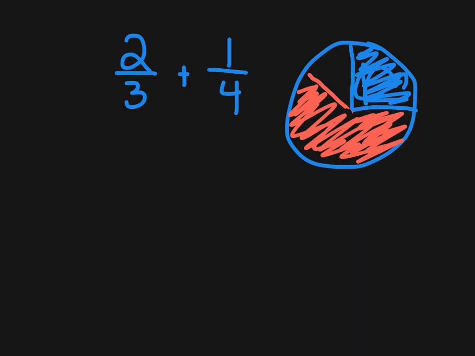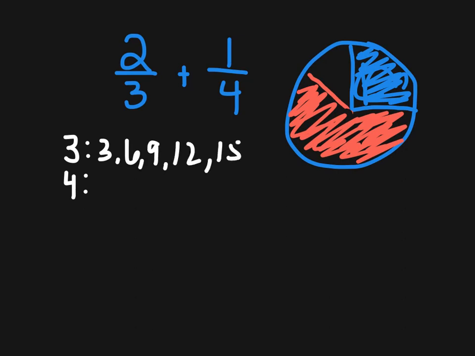So we need to find a common denominator. So what we talked about in class is that you could take each of your denominators and list out its multiples. So for example, if I count by threes, I have 3, 6, 9, 12, 15. And then my fours would be 4, 8, 12, 16. And I only have to go as far as I need to until I have a common denominator. So in this case, it's 12.